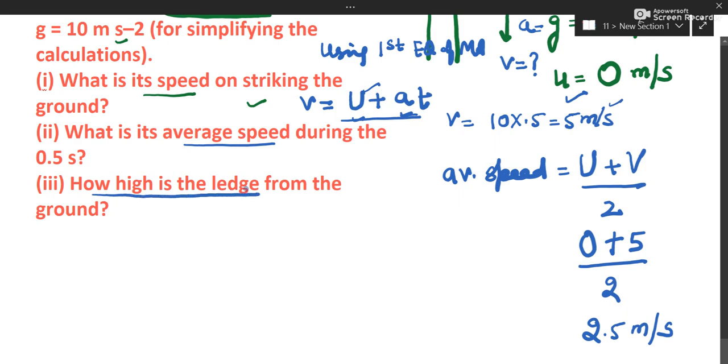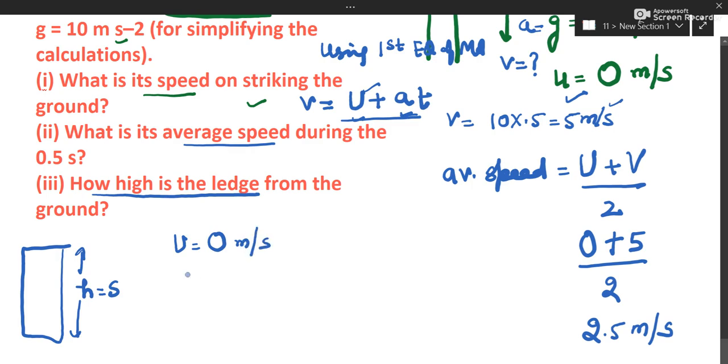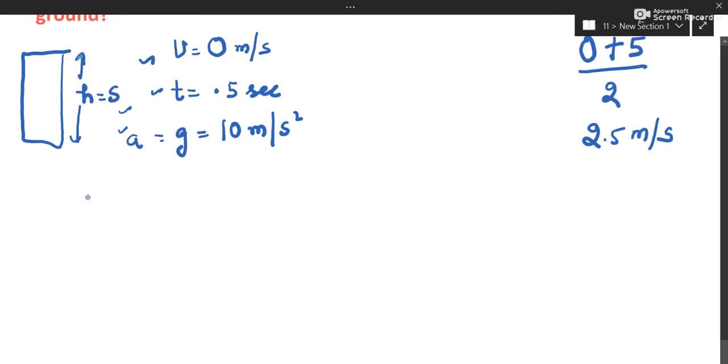Coming to the next part. How high is the ledge? What is the height of the ledge? Height is distance. Do we have U? Yes, 0. Do we have T? Yes, it was 0.5 seconds. And G was 10, they had given in the question. G is nothing but acceleration. So U, T, A, S. Which equation? Second equation of motion.